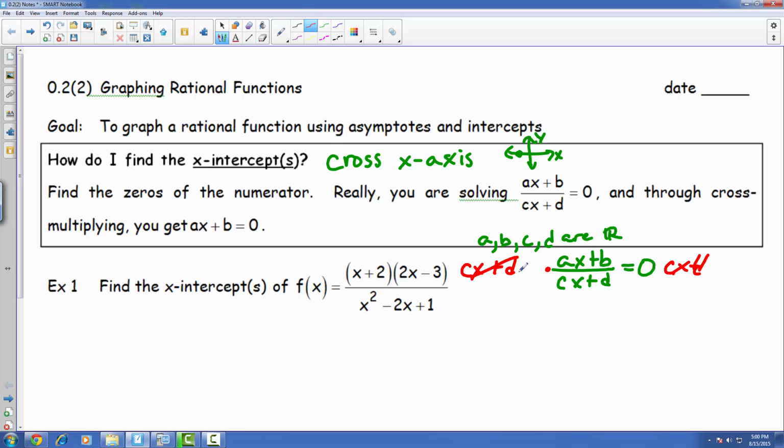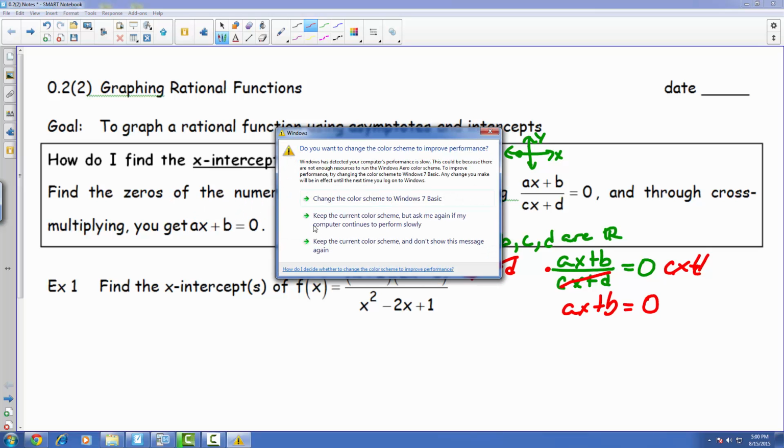And on the left, the cx plus d would cancel out, leaving us with this ax plus b. On the right, that cx plus d times 0 still just comes out to be 0. And that doesn't really change anything, except it makes ax plus b equal to 0. And from here, you'd be able to solve for your x-intercept. So that's really why this definition actually works as you're trying to find the x-intercepts. And that's why we can use that shortcut. If you're trying to find the x-intercepts, just take the top, set it equal to 0.